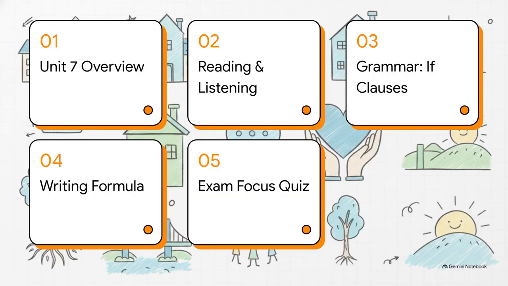So here is our blueprint for today's explainer. We're going to start off with a quick bird's eye view of Unit 7. Then we'll extract the core themes from your reading and listening texts. After that, we dive into the deep end. Section 3 is all about mastering those 4 if clauses. Then I'll give you a foolproof formula for your writing assignment. And finally, we'll wrap things up with an interactive exam focus quiz to test your skills.